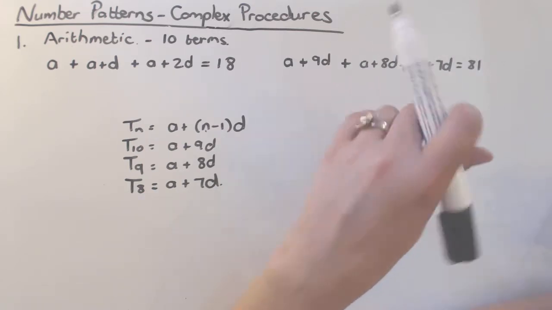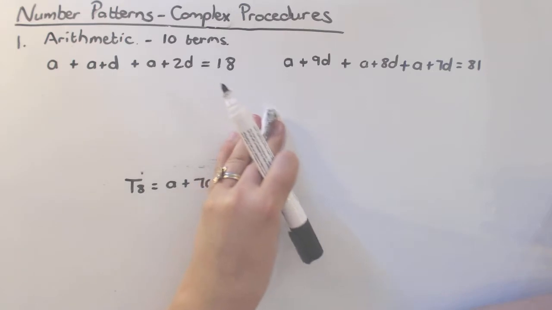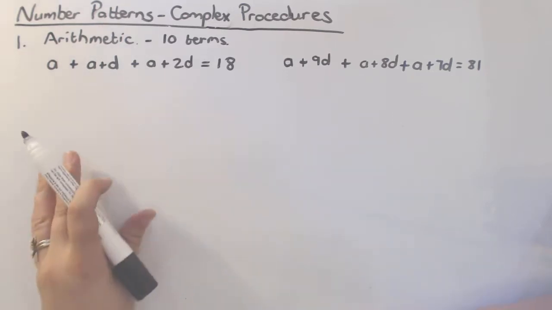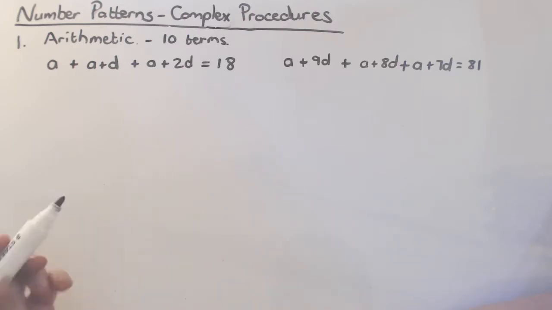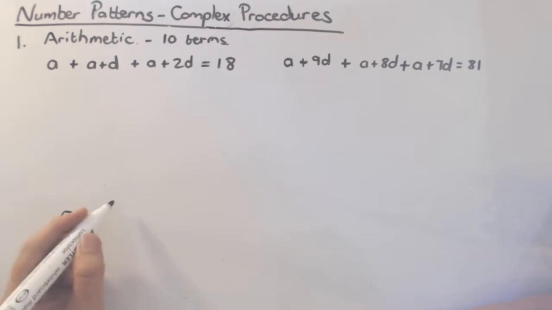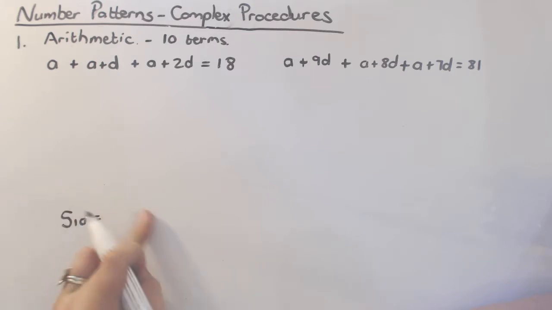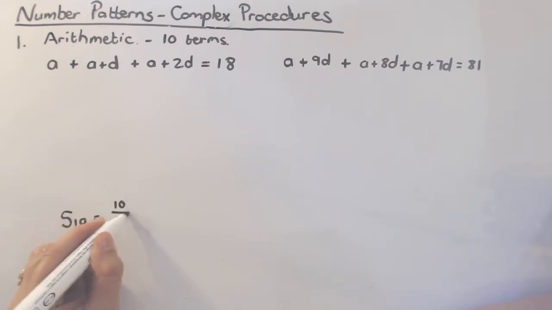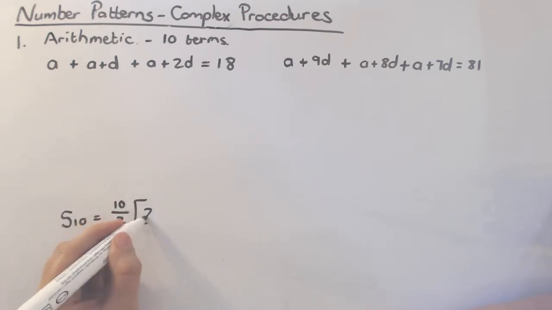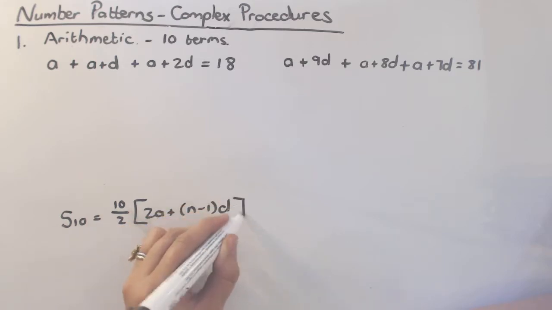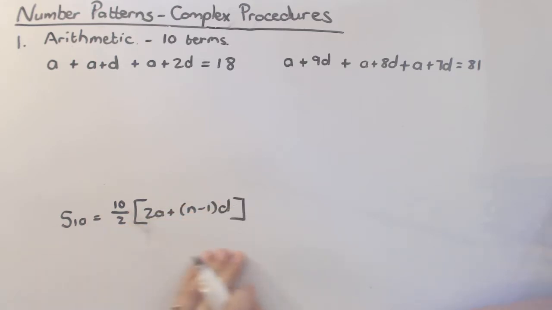From this information, I must now find the sum of all 10 terms. Now, if you are somebody who tends to get lost in procedure, what I must do at the end is find the sum of 10 terms, which is 10 over 2 times (2a plus (n minus 1)d). If you're somebody who gets lost in procedure, just write that down here for yourself.